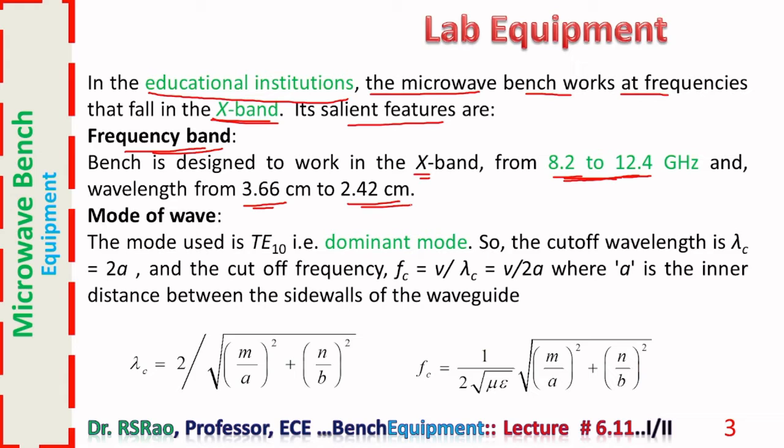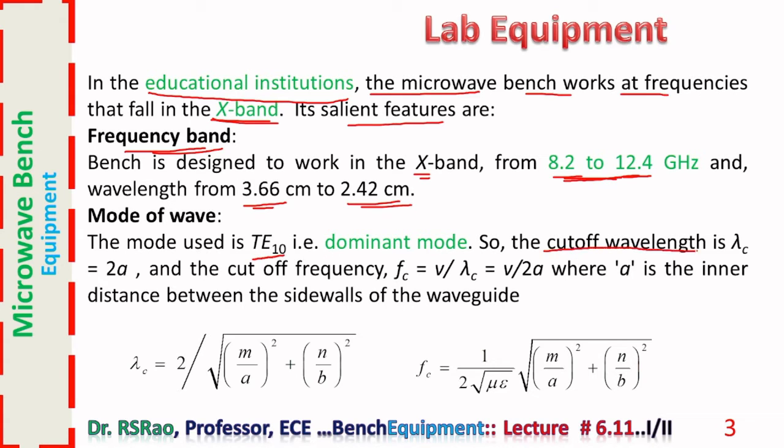It is already mentioned that the bench is actually a waveguide run. It means several pieces of waveguides connected in cascade, one after another. It is a rectangular waveguide. The wave that is used in the bench is the dominant mode wave. The dimensions are selected in such a way that the wave exists always in dominant mode only. In case of rectangular waveguides, the dominant mode is TE10 mode.